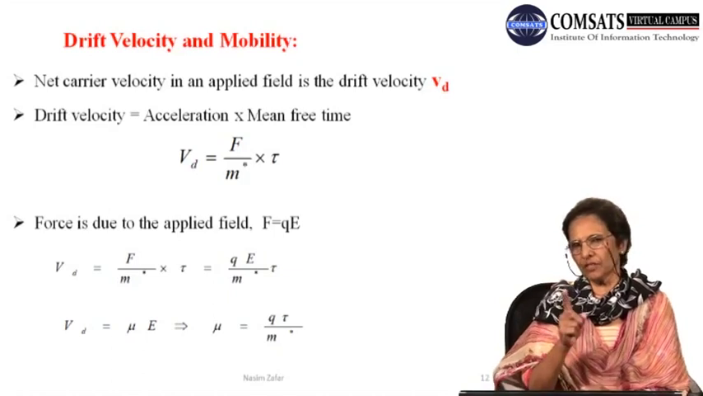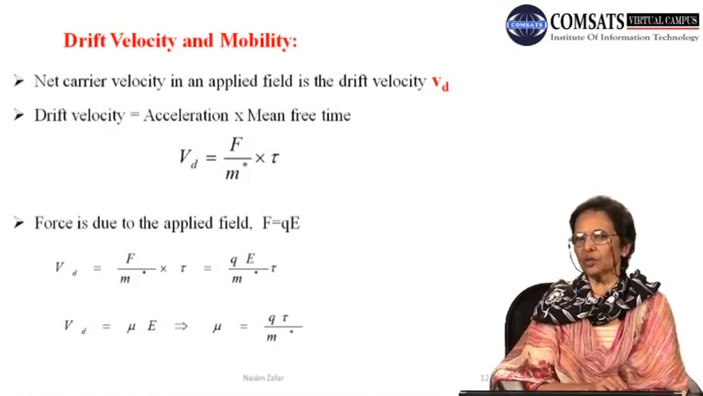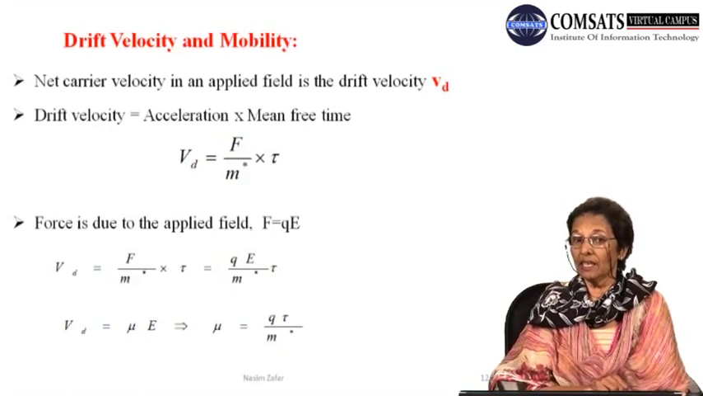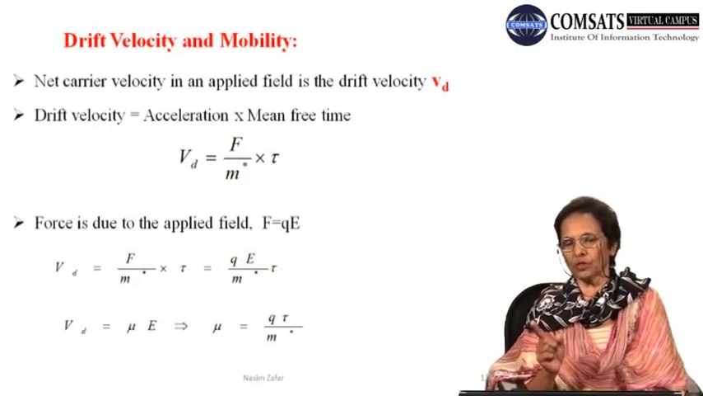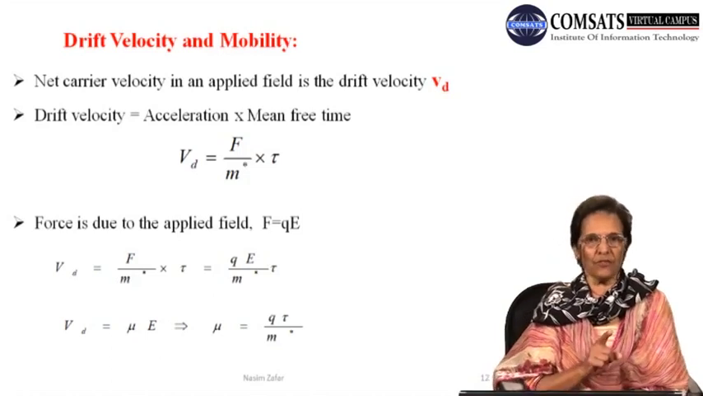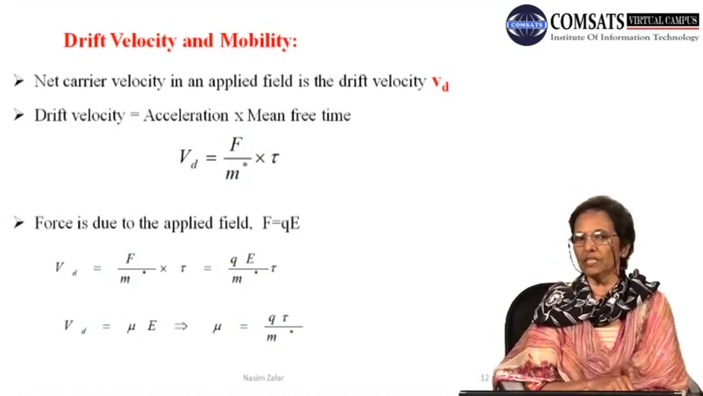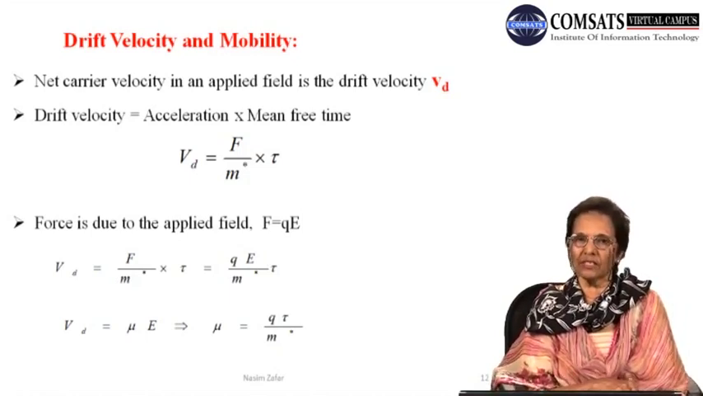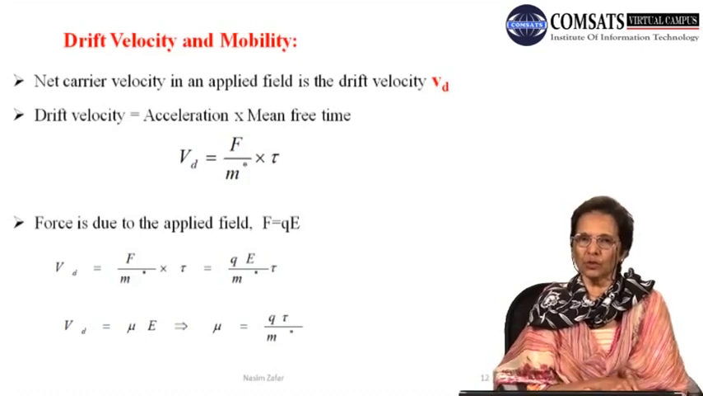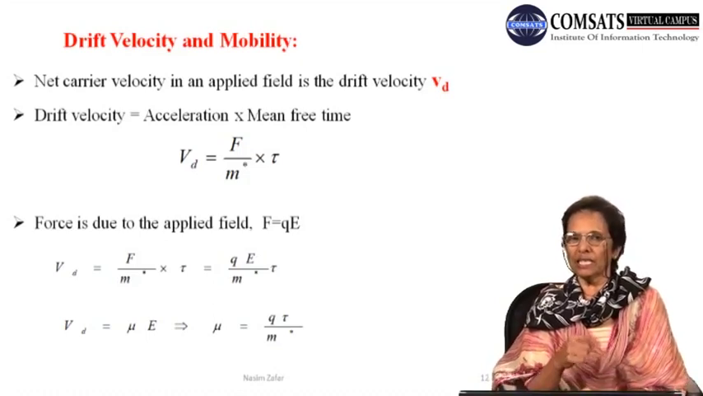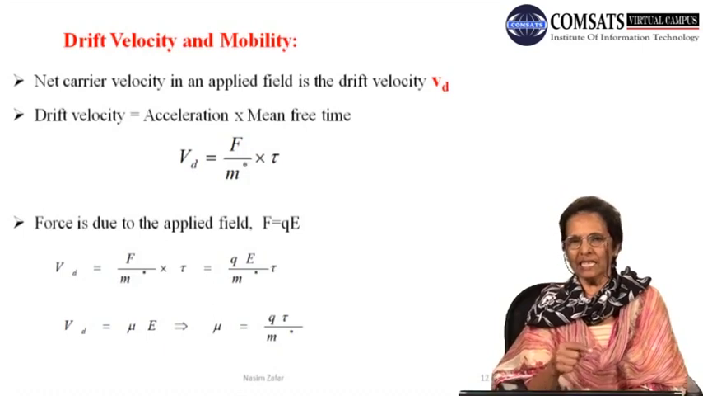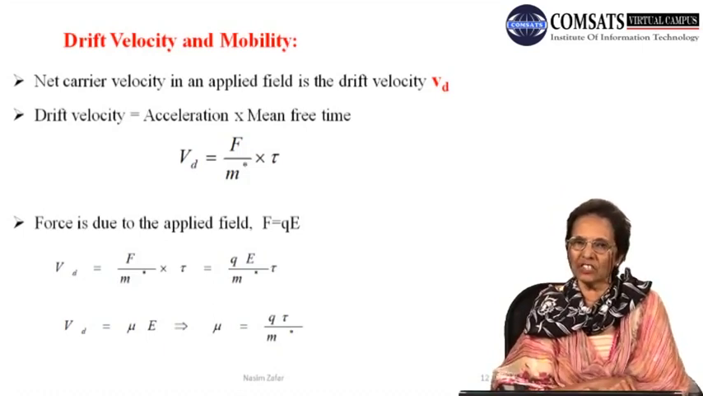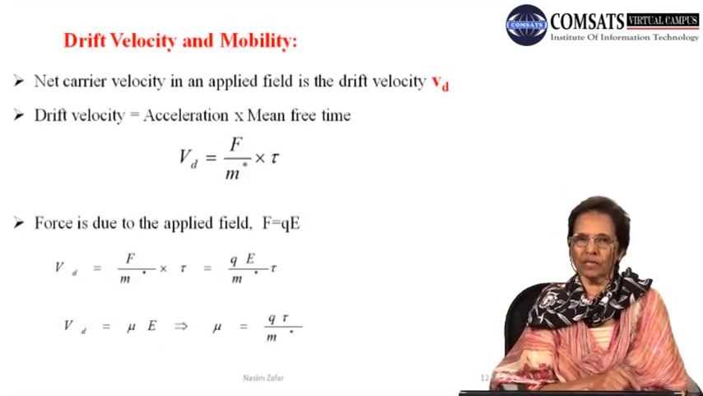But this relation, this velocity v, is different from the velocity that the electron would have acquired if it were to move in so-called vacuum, because there in vacuum the electron would accelerate obeying the laws of Newtonian mechanics, which means in a given time interval t, its velocity will increase by an amount dv.